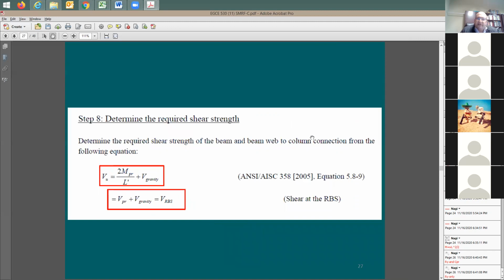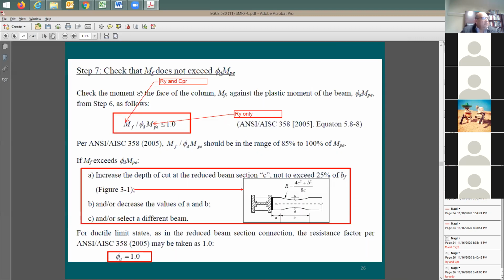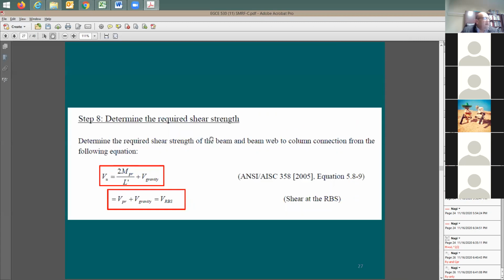Now, how about the shear strength? Now I'd like to back check the shear. At this point, I checked the moment at the face of the column, moment in the beam. So now I confirm that my selection of A, B, and C for the plastic hinge, for the RBS cut, is good. Now, how to check the shear? Now we need to find out the shear demand. Shear demand, again, is going to be equal to what? Mechanism shear plus V gravity. This is going to be V RBS.